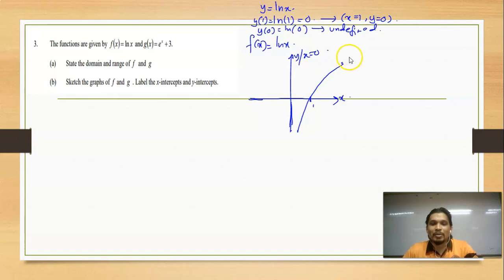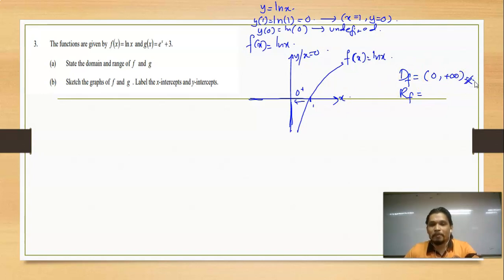So this is the function f(x) equal to natural log of x. Then state the domain and range of f. The domain here is approaching 0 from the right side, and all the values of x are positive. So the domain is from 0 to positive infinity.